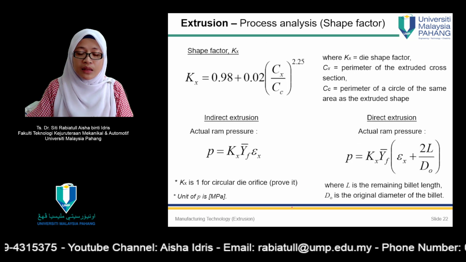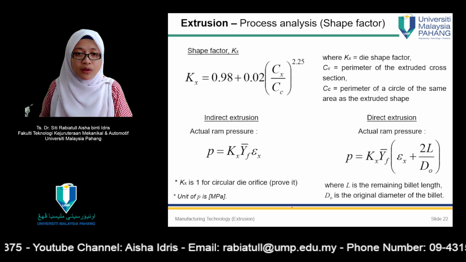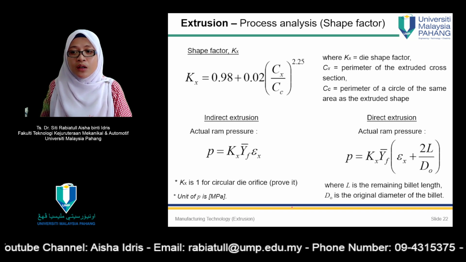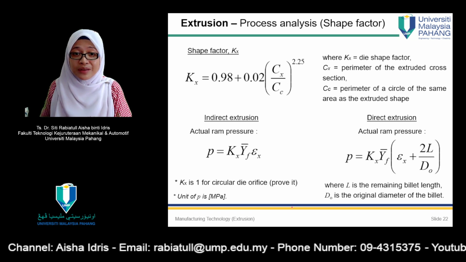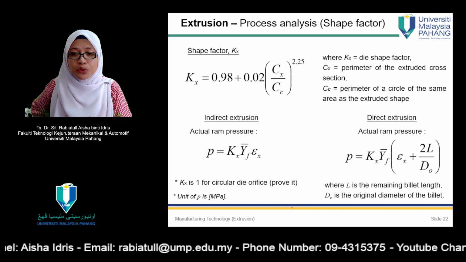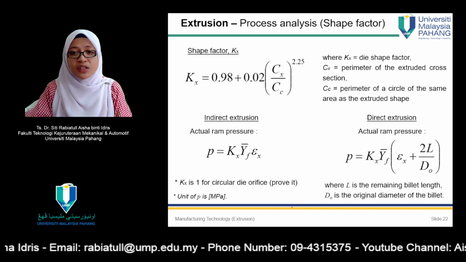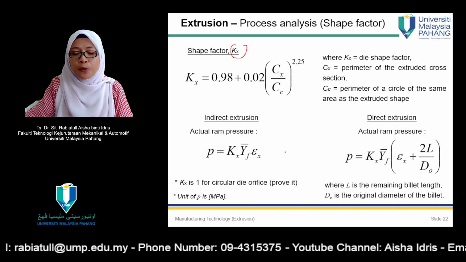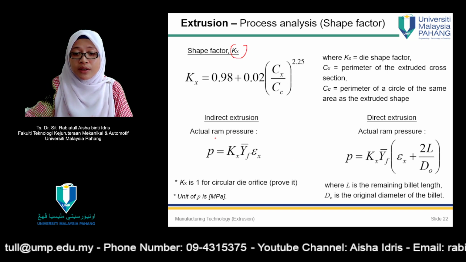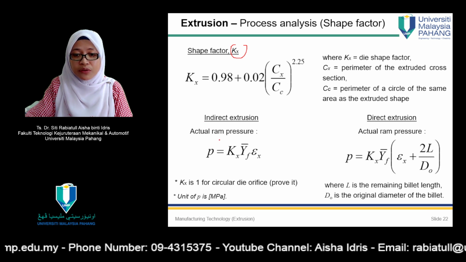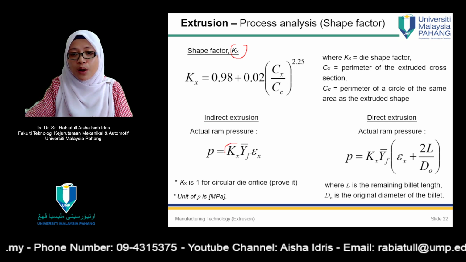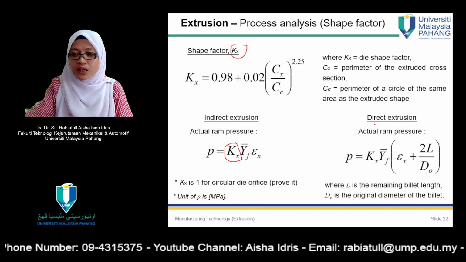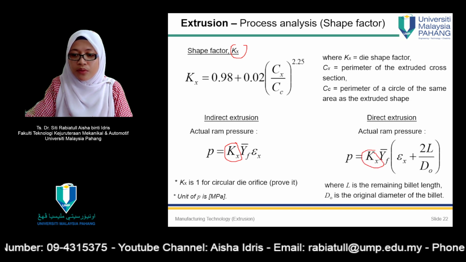Okay, other than that, we need to consider the shape of the die. So whenever different types of shape are involved, we need to apply a K factor, where K is known as the shape factor. So in the equation just now for indirect extrusion, for example, we just multiply with a K factor. Same goes for direct extrusion, apply with the K factor.